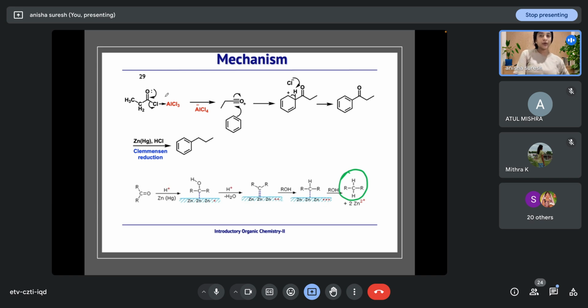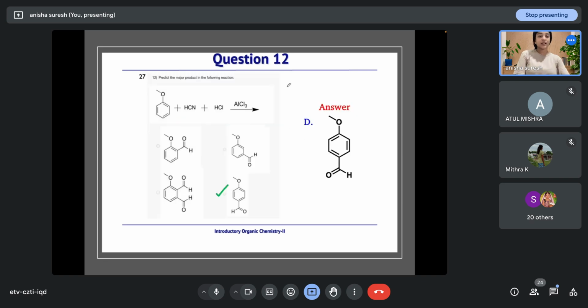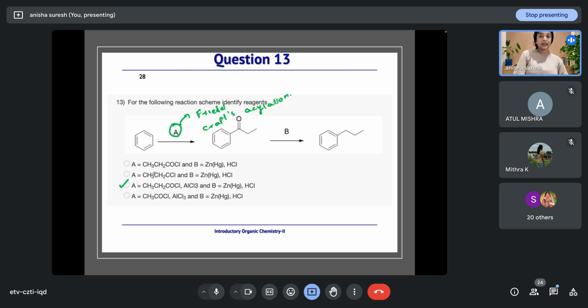We just have to be careful regarding the Friedel-Crafts acylation reaction which we have learned. As you can see in the options, just the difference in the reagents is given for the Friedel-Crafts acylation reaction. So if you are clear about the Friedel-Crafts acylation reaction, you can get this question right.